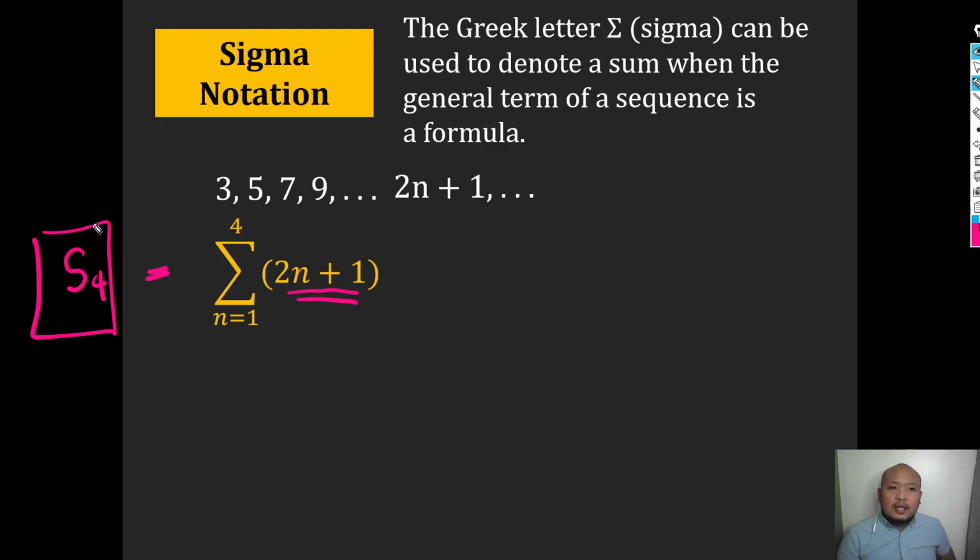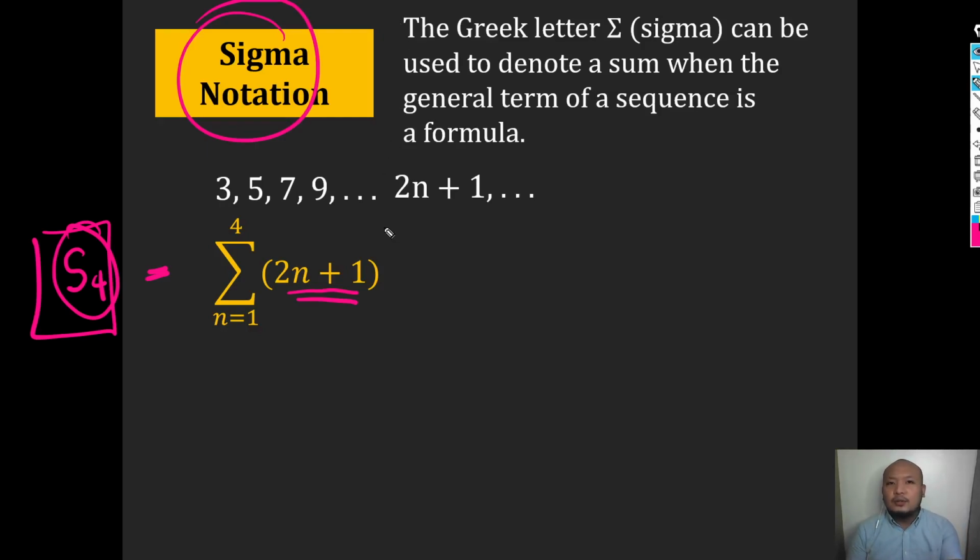Ang limitation kasi ni S notation, S sub 4, ang iniisip mo kagad dyan is adding the first n terms. So, starting with the first term down to the nth term, yung i-add mo. But the sigma notation is quite flexible. Pwede kang mag-start ng second term hanggang fourth term. Third term hanggang 11th term ang i-add mo. So, in those instances, mas magandang gamitin si sigma notation.